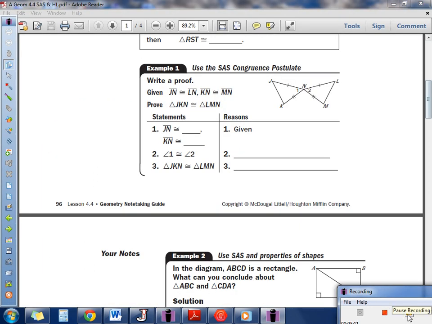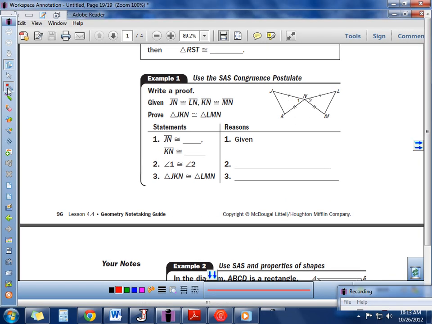All right, now we're going to practice a little bit more with these proofs. I don't think these are that hard. There are only a few reasons and statements, and they help you out by giving you some of them. They start off over here. They tell you a given. Let's see if it's marked. JN, yes. KN, MN, yes, they're marked. That's really good. We've got to make sure they're marked, and they are. So JN is congruent to LN. Those are easy. I don't have to think to do these two because they're my givens.